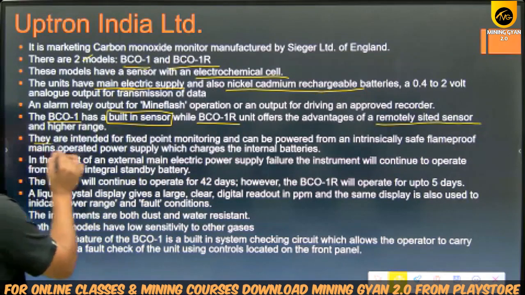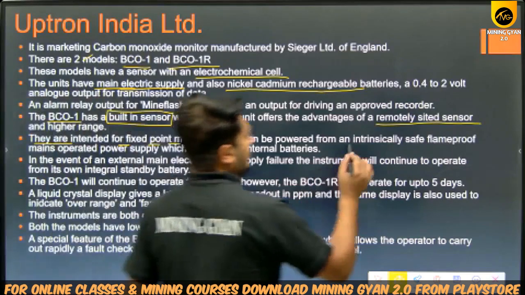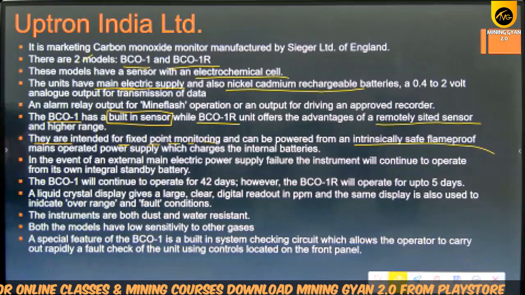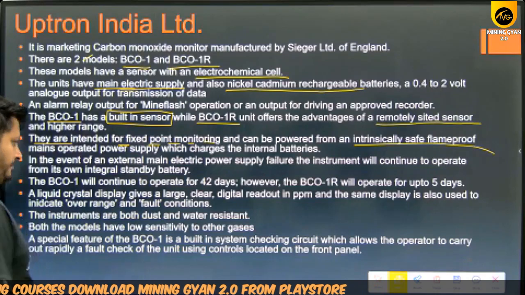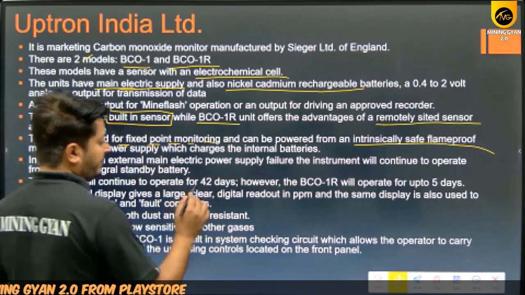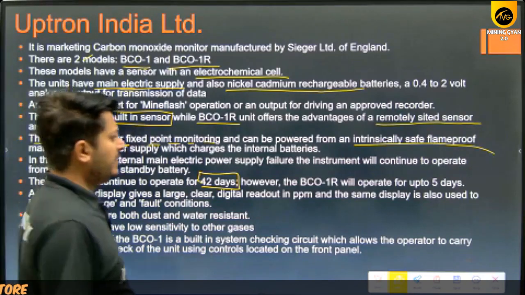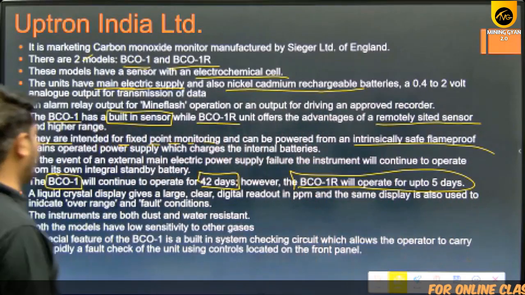Basically, they are intended for fixed point monitoring and can be powered intrinsically. They are given power with an intrinsically safe flame proof apparatus. Okay, now the battery backup. BCO1 has a battery backup of 42 days. It will be able to operate for 42 days without power supply, and BCO1R will operate up to 5 days without power supply because BCO1R is very heavy.